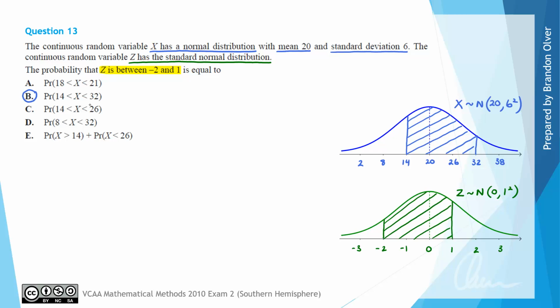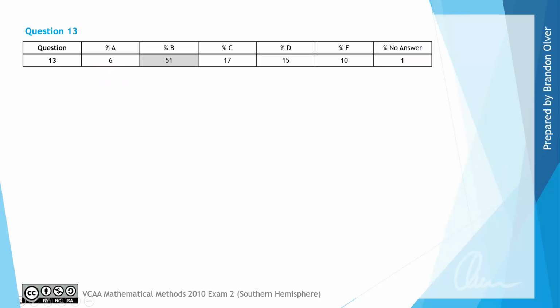And if you did try any of the other options, you'd find that those regions, those areas, are not equal to the one that we're after. So that makes B the only correct answer for this problem. And quickly from the examiner's report, we can see that just over 50% of students got that question correct, with lots of students failing to identify the correct probability statements that were equal on that previous slide.